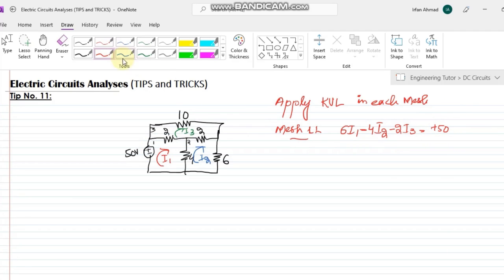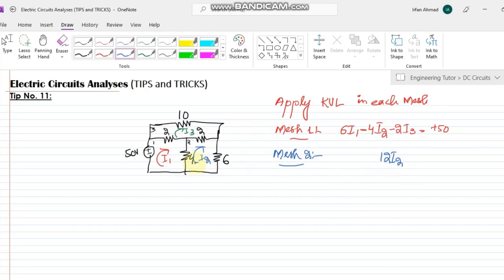Okay, similarly, using the mesh current method in mesh number 2, let me use the same procedure. So what is the mesh here? This is mesh number 2, and adding all the resistors in mesh number 2, I have to add 6 and 4 and 2. So 6 plus 4 plus 2, that is 12. And which mesh is it? This is the second mesh, so I have to write the current I2. So that is 12I2.